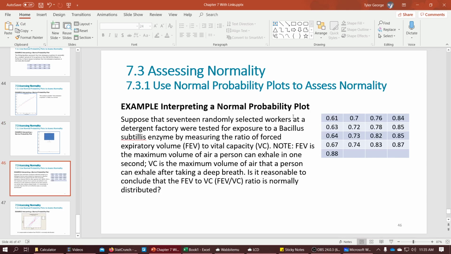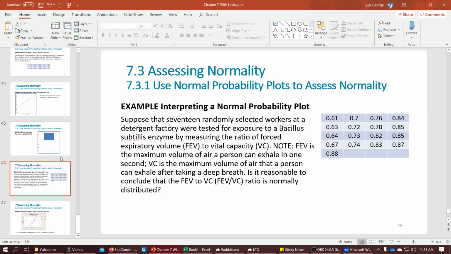Our next example here is similar, different data, but we're going to do the same process. Suppose that 70 randomly selected workers at the detergent factory were tested for exposure to this enzyme by measuring the ratio of forced expiratory volume to vital capacity. Note that FEV is the maximum volume of air a person can exhale in a second. VC is the maximum volume of air that a person can exhale after taking a deep breath. Is it reasonable to conclude that the ratio of those things is normally distributed? That's the question. At this moment, I would suggest that you pause the video and see if you can answer that question without me first talking about it.